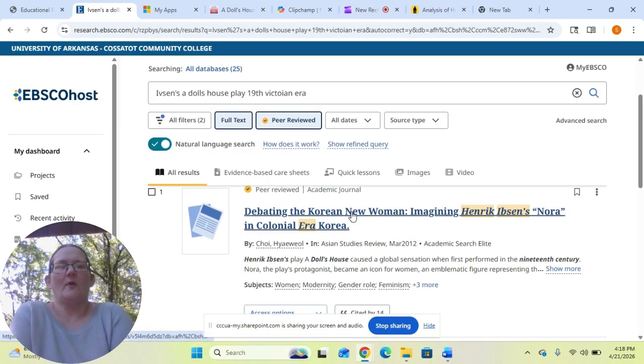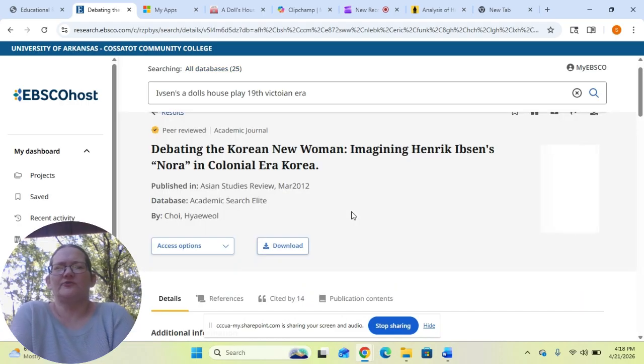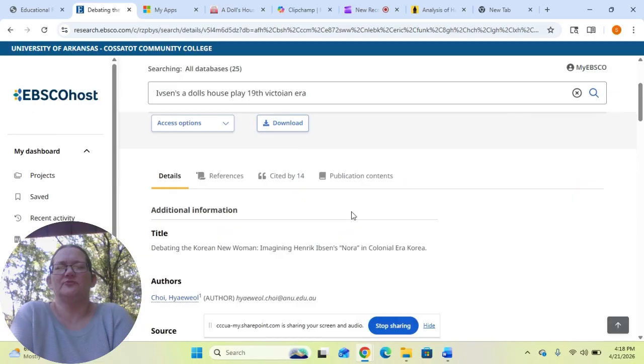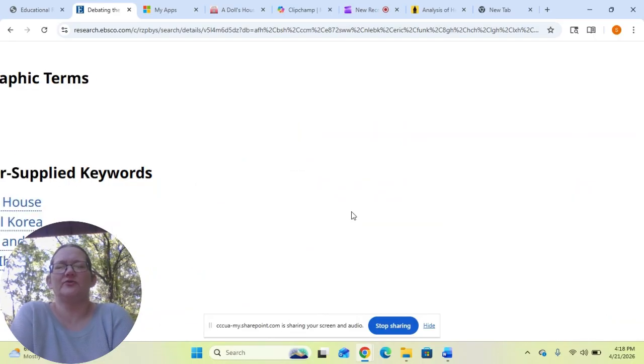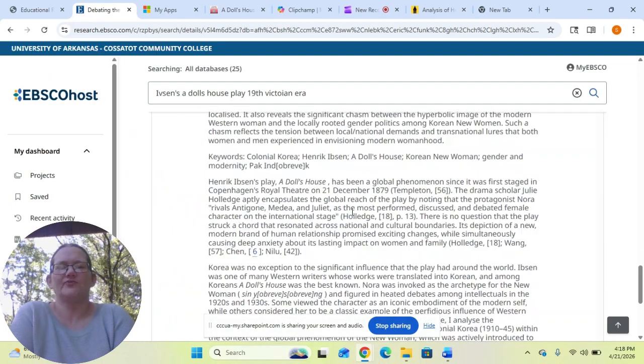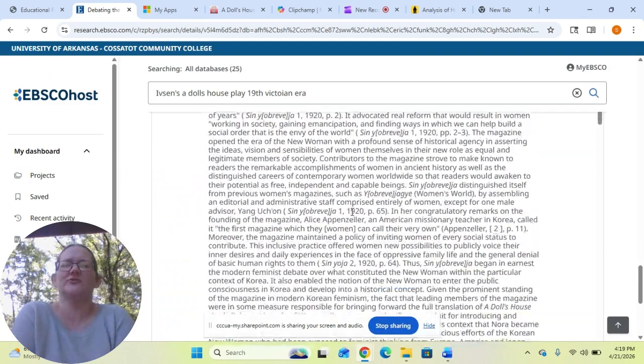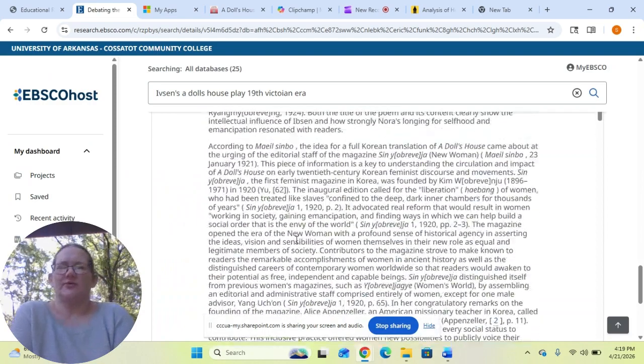And this article here, it compares the era that Nora was in to the era of a Korean woman. It's a really detailed era, and it talks about feminist ideals and stuff like that.